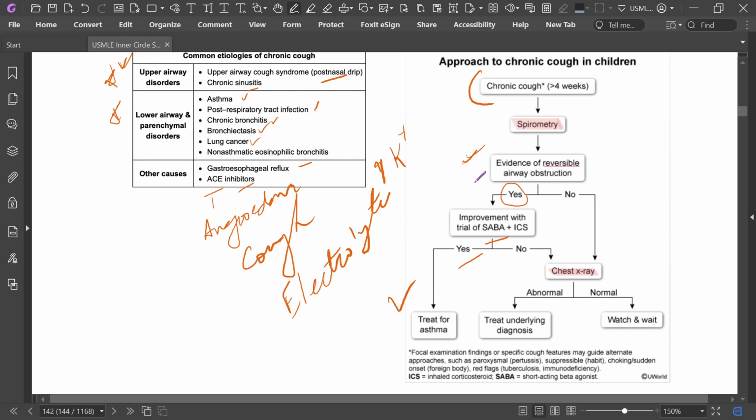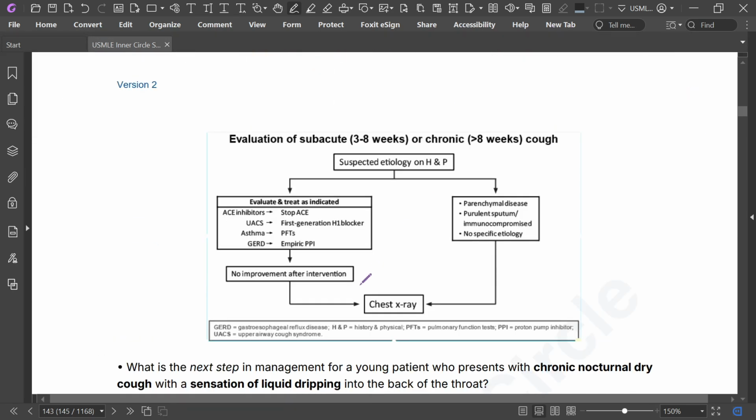So chronic cough for more than 4 weeks, do a spirometry. If spirometry shows evidence of reversible airway obstruction, and there is improvement with a trial of SABA and ICS, treat for asthma. If no, do a chest X-ray. If the chest X-ray is abnormal, treat the underlying diagnosis. If it is normal, wait and watch. If there is no evidence of reversible airway obstruction, do a chest X-ray.